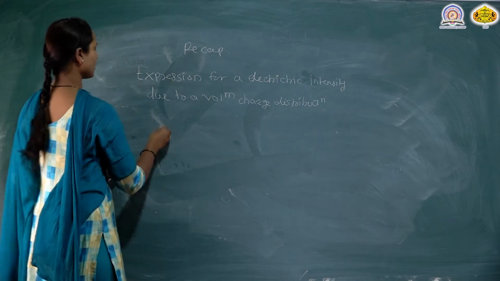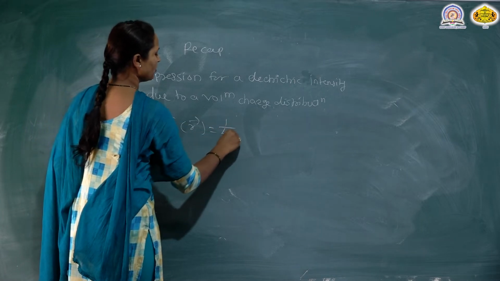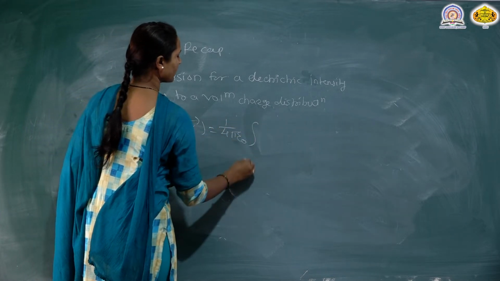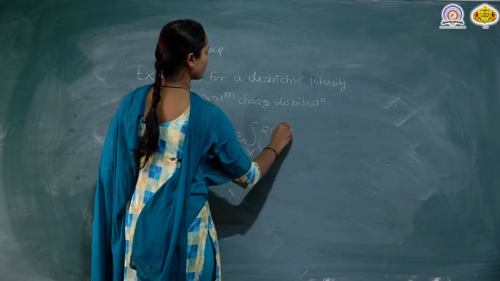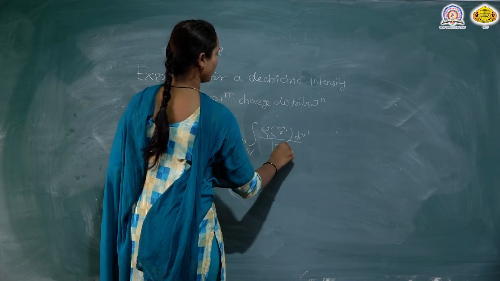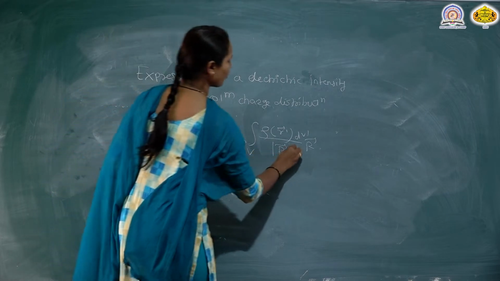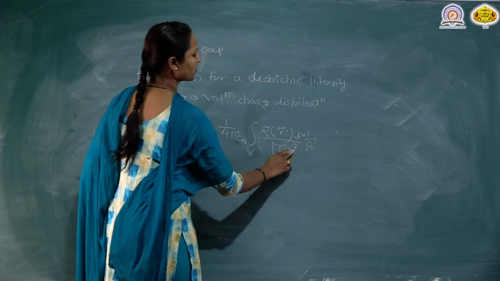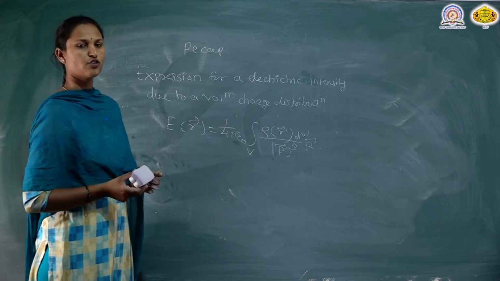The equation for the electric intensity is E vector of R vector equals 1 upon 4 pi epsilon naught, integration for the volume charge distribution of rho of R vector dV dash upon the magnitude of the R vector cubed, into the R vector, where rho is the volume charge distribution.